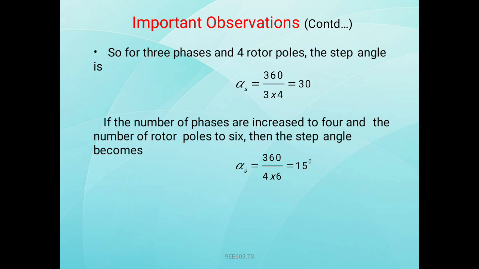If the number of phases is increased to 4 and the number of rotor poles to 6, then the step angle becomes 15 degrees. With n equal to 4 and p equal to 6, alpha s is equal to 360 by 4 into 6, that is 15 degrees.